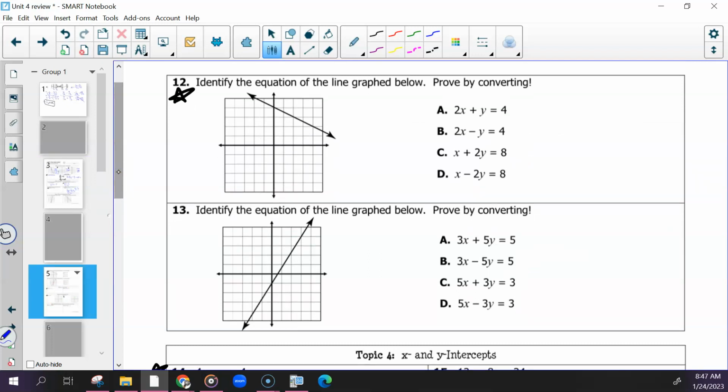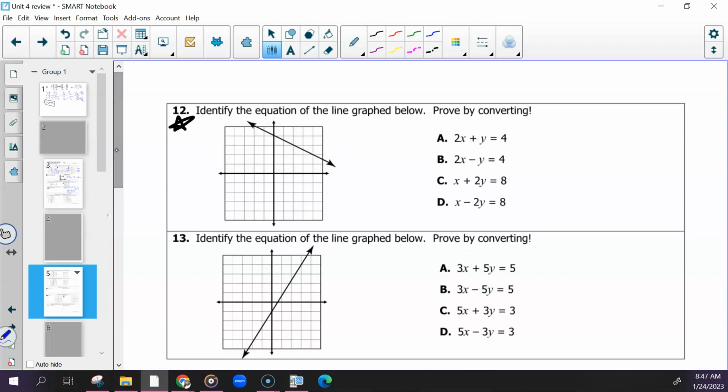Questions on 12 or 13? Okay, so we have this graph here. We need to see which of these matches. Looking at just the graph, we know it's going to have a y-intercept of 4 and a slope of, let's see, down to -1/2.